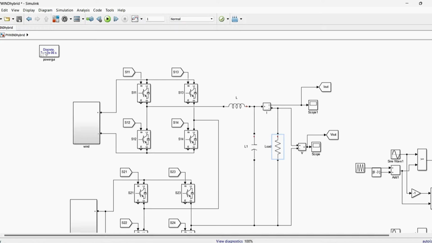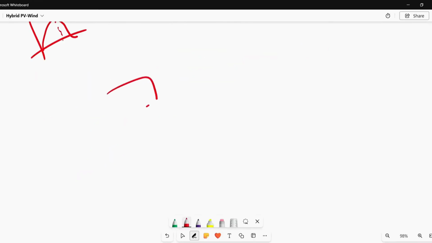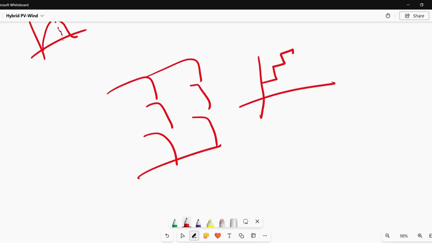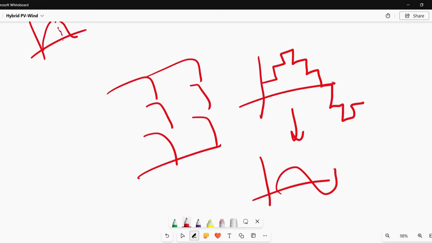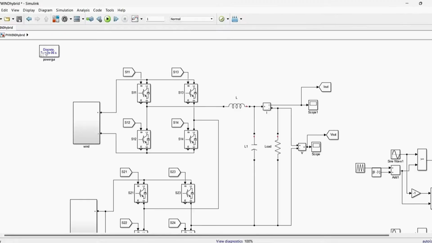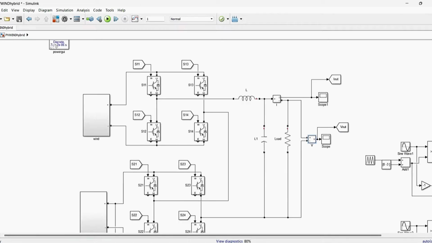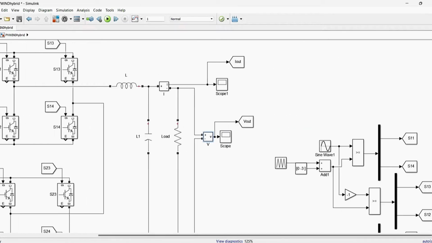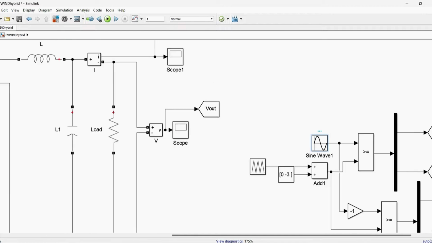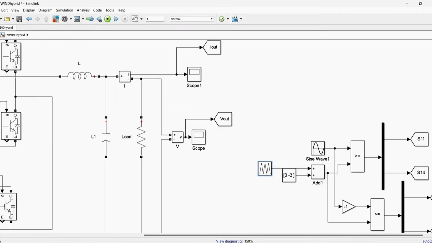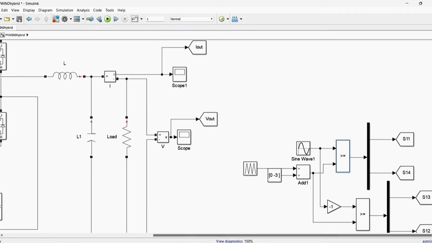Why an LC filter? Because even with the multilevel inverter we get an output like this, which is not pure AC, but for the load we need pure AC like this. To convert this into this we need an LC passive filter. That's why in our MATLAB I am taking the simple LC filter to get the pure sine wave. To measure the output voltage and current I am taking both current and voltage measurements. To give the switching pulses to our inverter I am using pulse width modulation, sine pulse width modulation. That's why I am taking the sine wave and one carrier wave, and giving them to the relational operator to give the pulses to our switches.